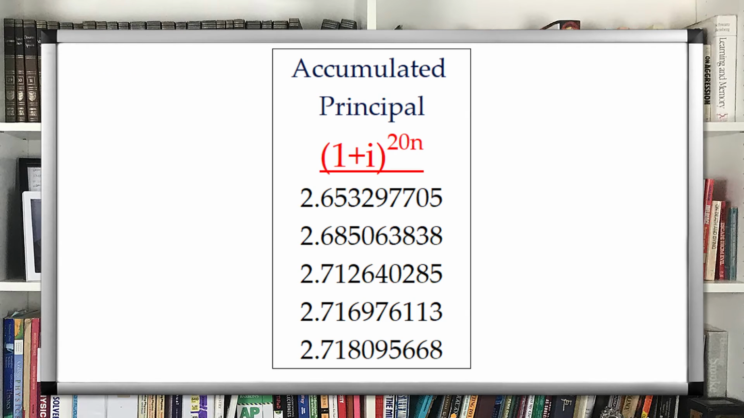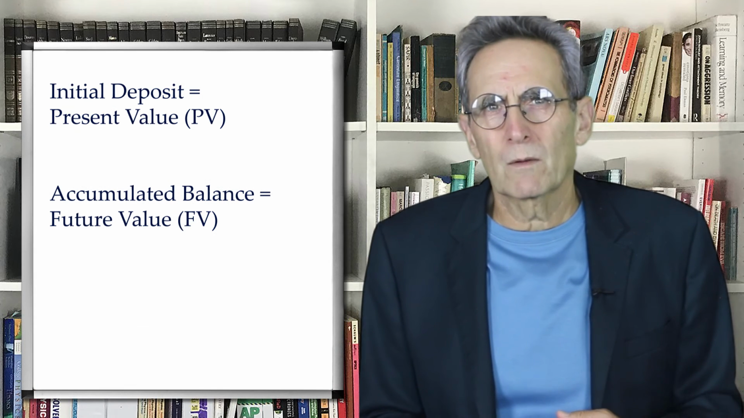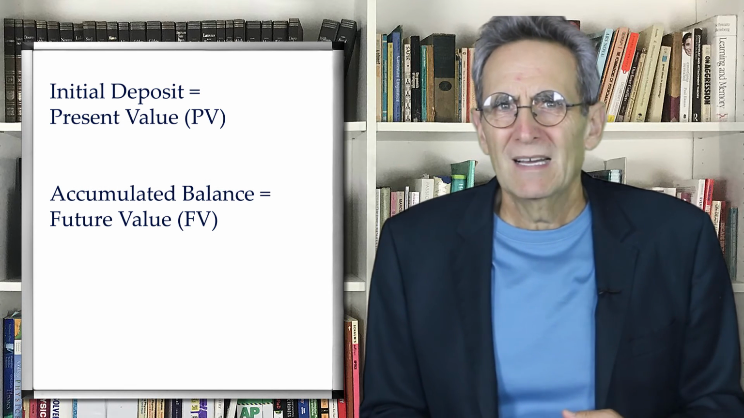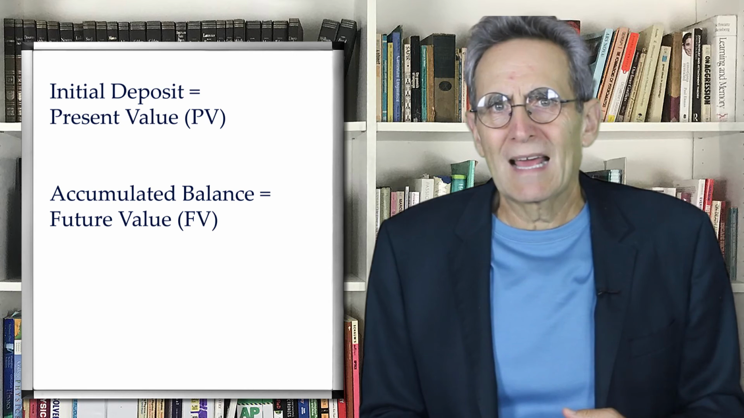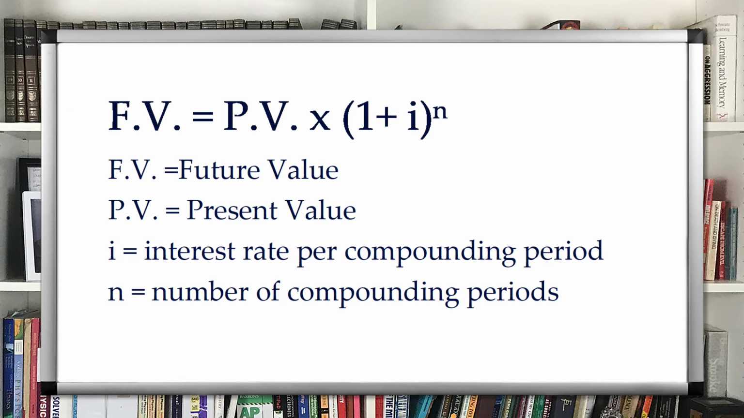Finally, the last column of this table contains the general compound interest formula for computing the future value of a lump sum. This lump sum we have been calling the present value or initial deposit. The accumulated balance we will refer to as the future value. Again, the above formula and example assumes that all interest is reinvested and compounded.